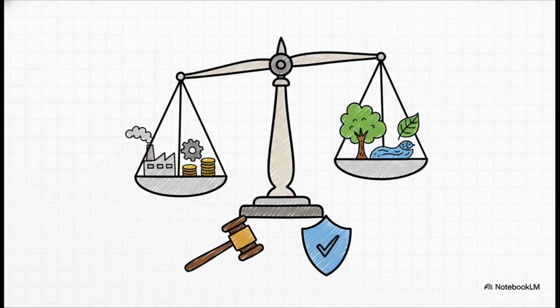So think about it like a balancing act, right? On one side, we absolutely need industries. They provide jobs, they make products we need. But on the other side, we need a safe and healthy environment. So how does the law try to find that balance? It uses a really interesting concept called no-fault liability. Basically, this means that if a company's operations cause harm, they're responsible, period. It doesn't even matter if they were being careless or not. The fault isn't the issue, the damage is.